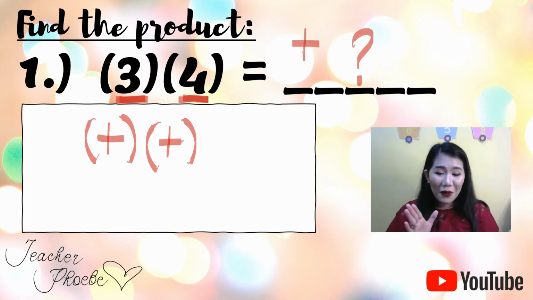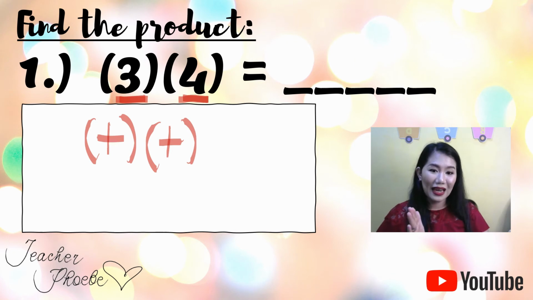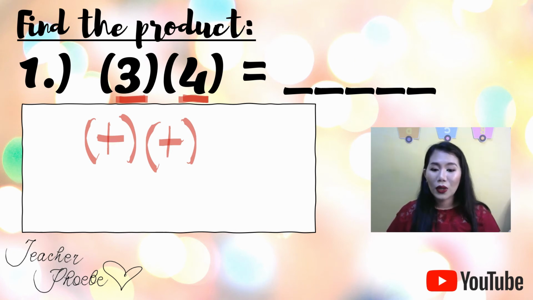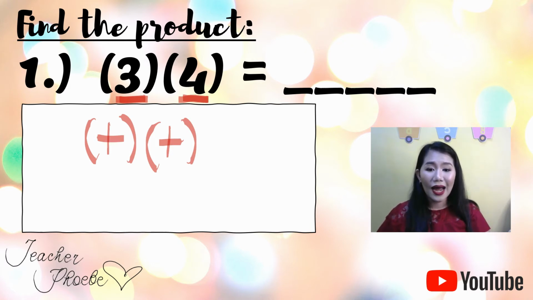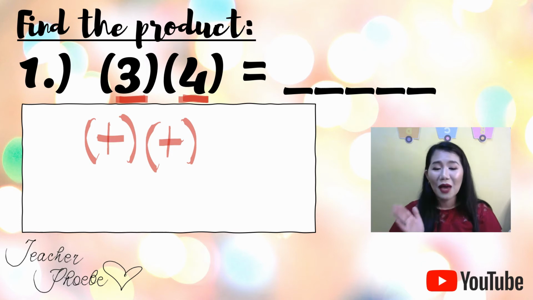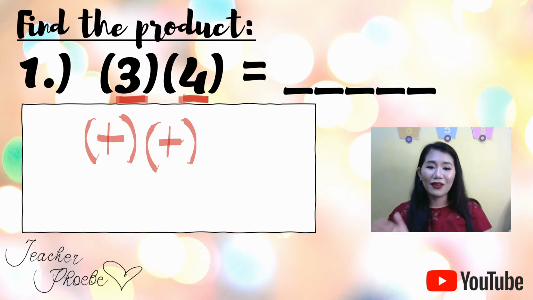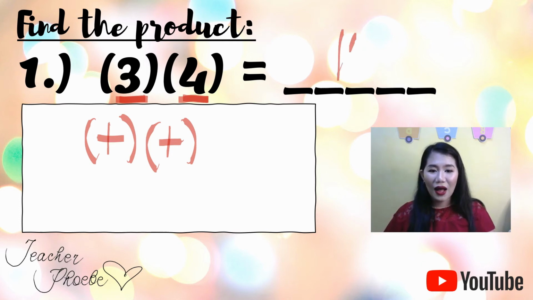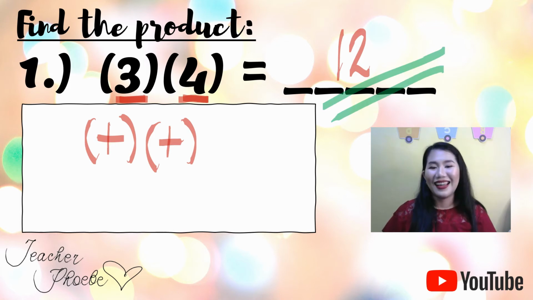But, however, I told you already that since you're already high school, hindi na tayo maglalagay ng positive sign. So, ang gagawin mo ng sunod ay hanapin mo na yung product. In short, mag-multiply ka. 3 times 4. What is the answer to 3 times 4? Right, 3 times 4 is 12. So, is this already your final answer? Yes, that is your final answer.